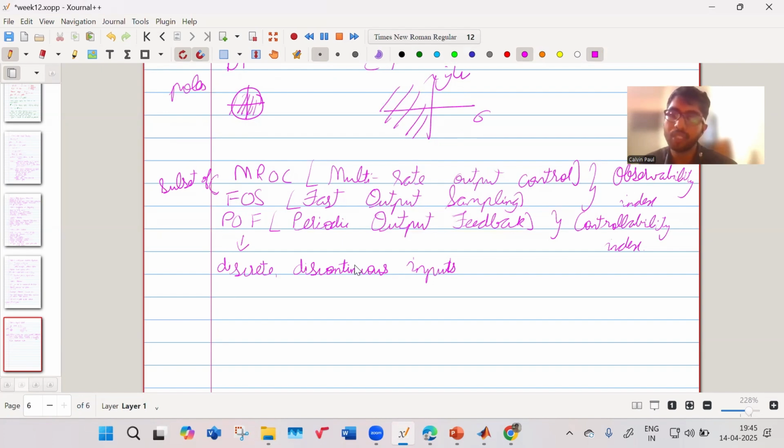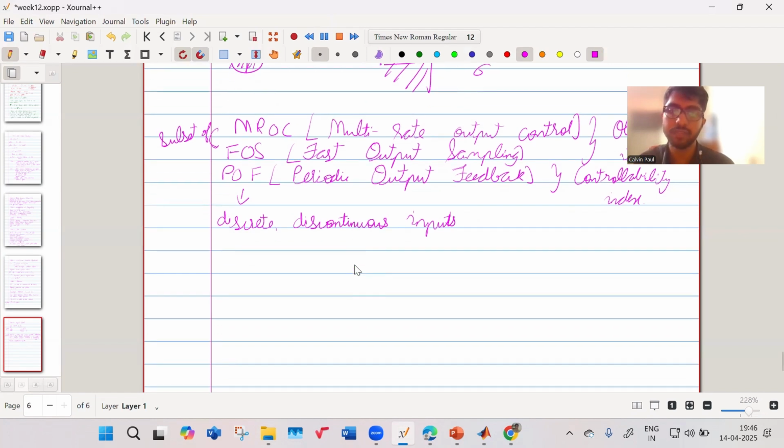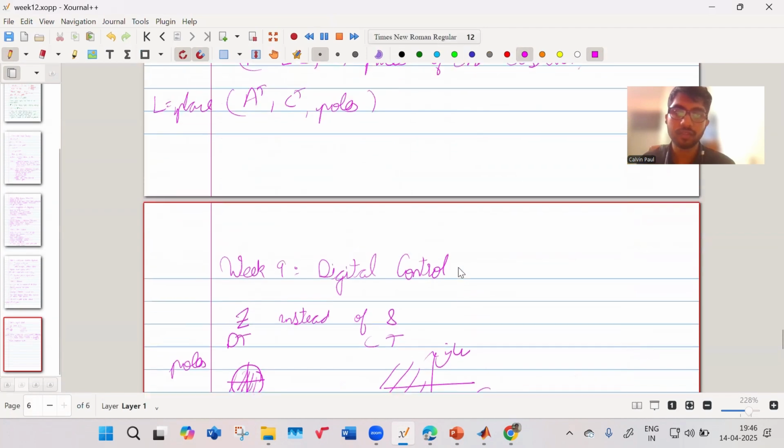So there is no requirement for us to design an observer in this case. Here we are sampling the outputs, we are sampling the inputs, and then we are able to do pole placement, which we can do through state feedback. But state feedback was not always possible, so we had to use an observer to implement state feedback design. But now with the advance of various digital control processors, which are very powerful and very cheap, we can go for these advanced control techniques, that is MROC, FOS, and POF. Okay? So this is for week 9.